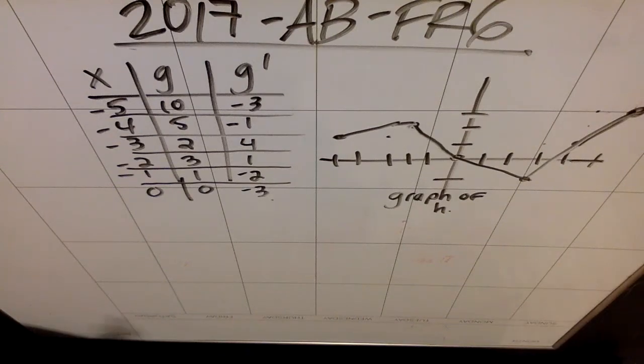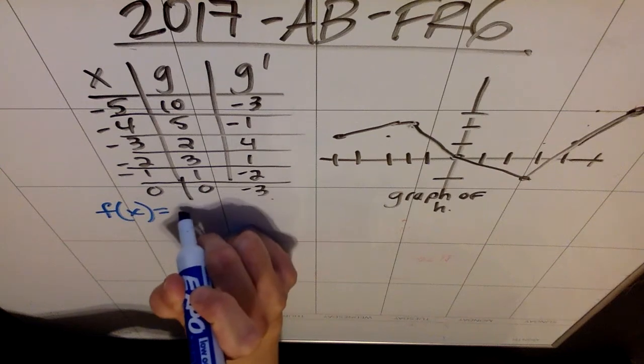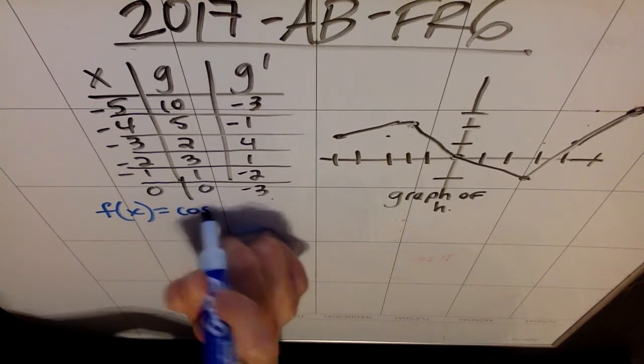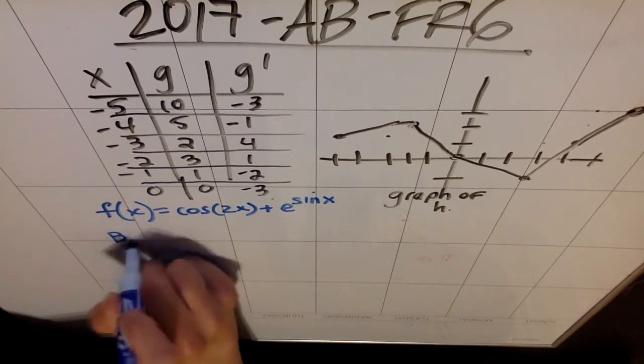Oh, I didn't mean to erase our f function. Oh well, we'll deal with it in a sec. Here, wait, I'll rewrite it, because I did not mean to erase f. It was cosine of 2x plus e to the sine x. My bad.